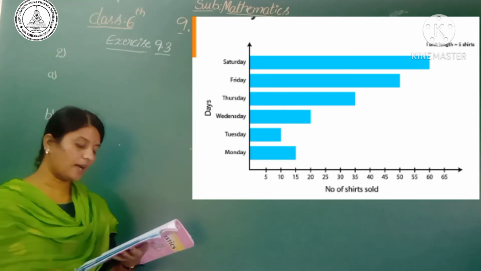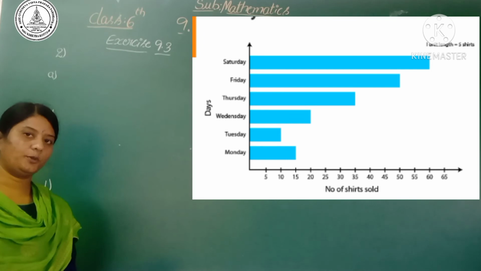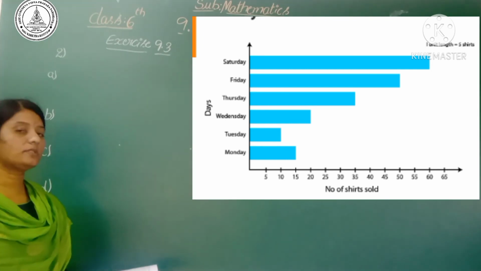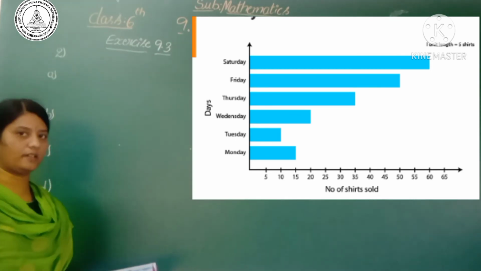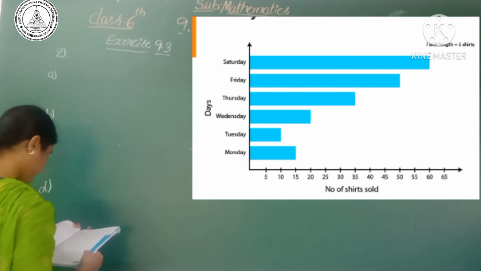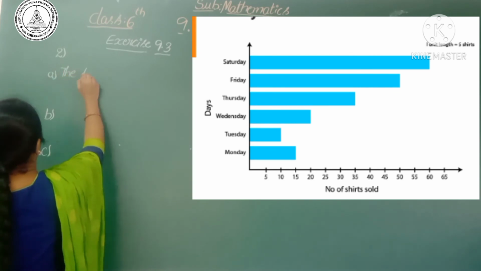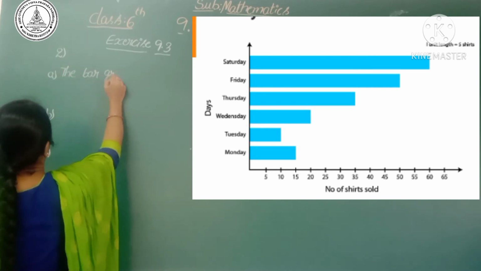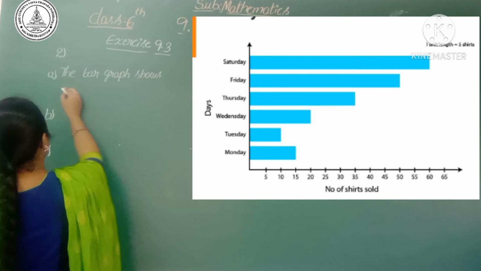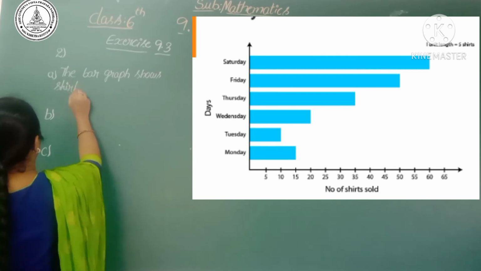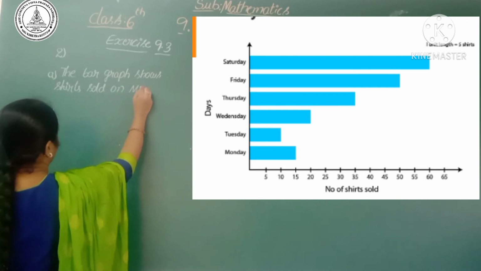What information does the above bar graph give? Yes, we can say that it gives the number of shirts sold from Monday to Saturday, right? The bar graph gives the information about shirts sold on Monday to Saturday. Okay, it's right here. The bar graph shows shirts sold on Monday to Saturday.